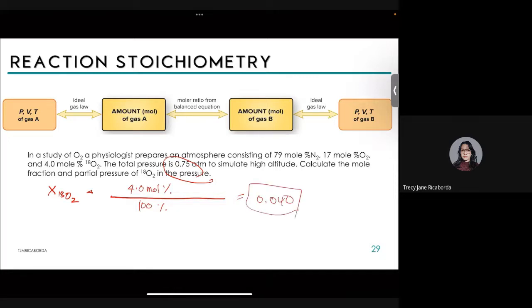And then, since we already have the mole fraction, we can calculate now the partial pressures. So that's X times P total, di ba? So that's 0.040 times the pressure total, which is given as 0.75 atm. Then that's just 0.030 atm. It's quite easy, no? Right.